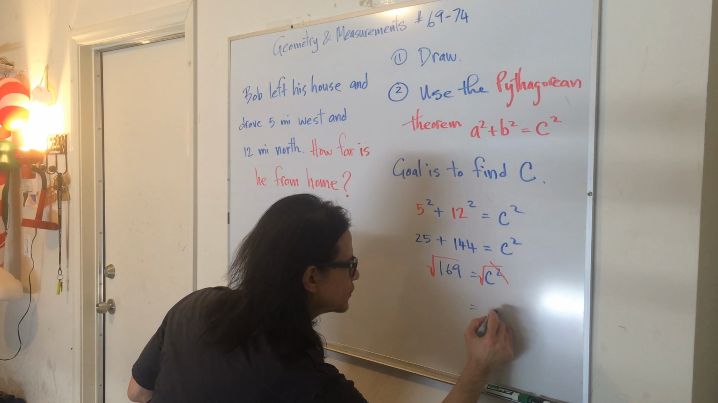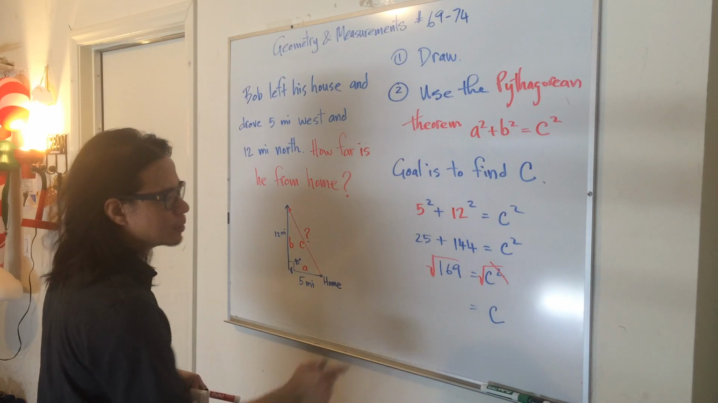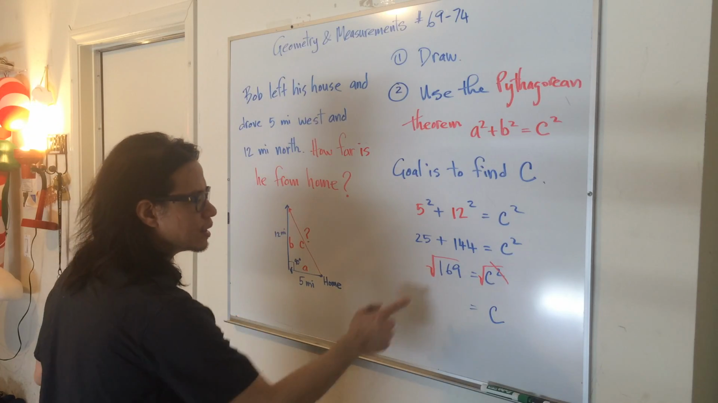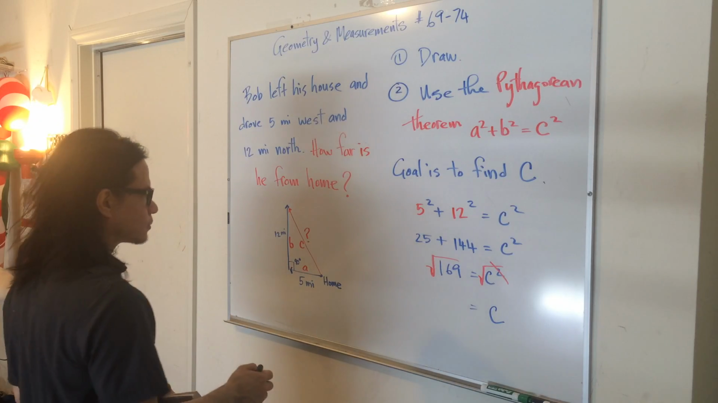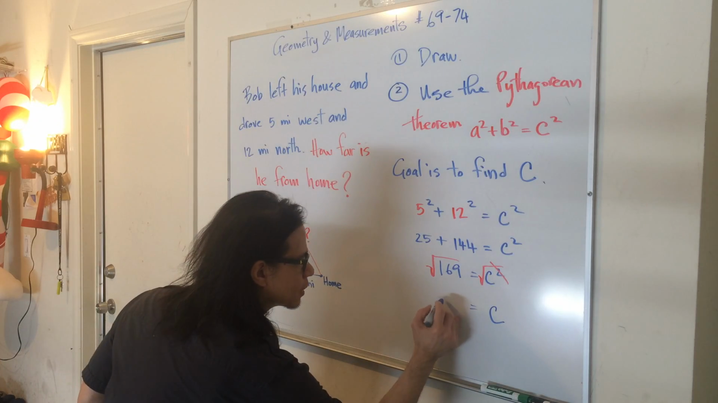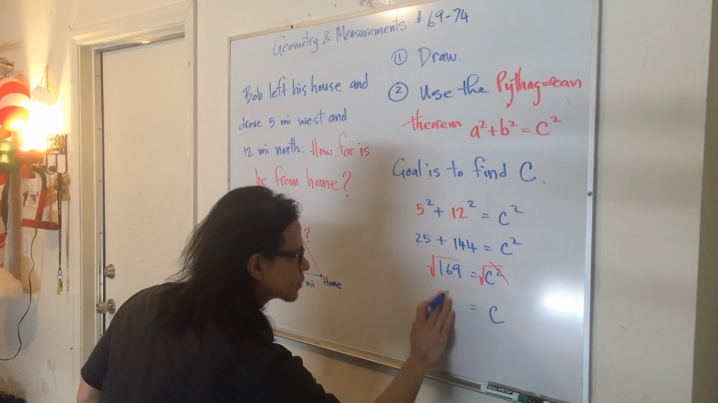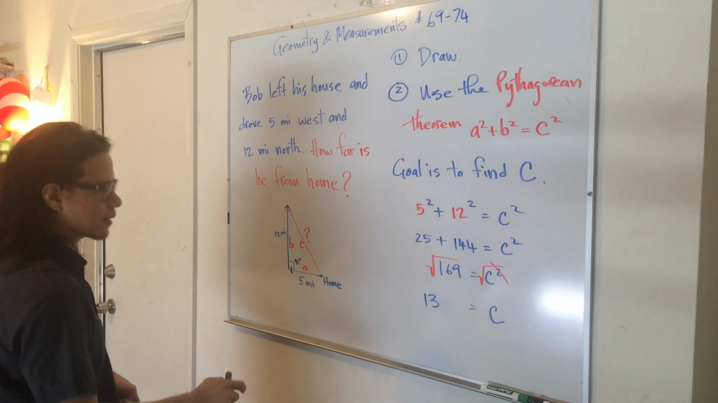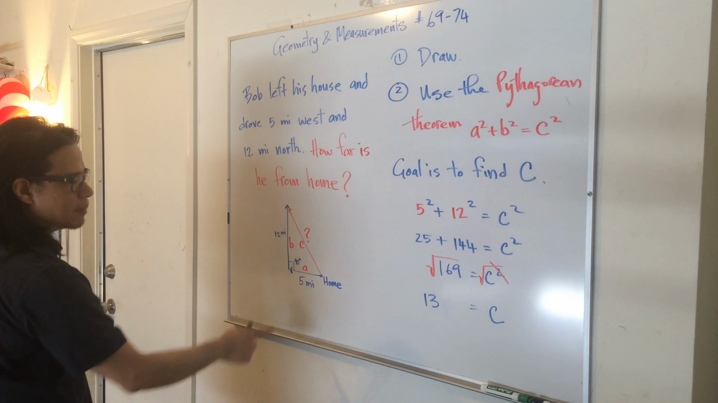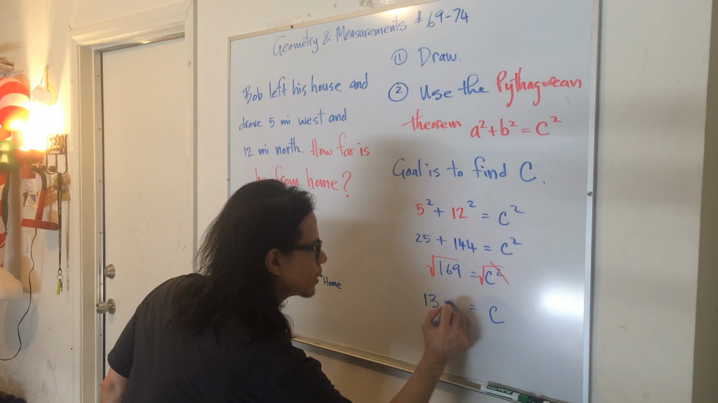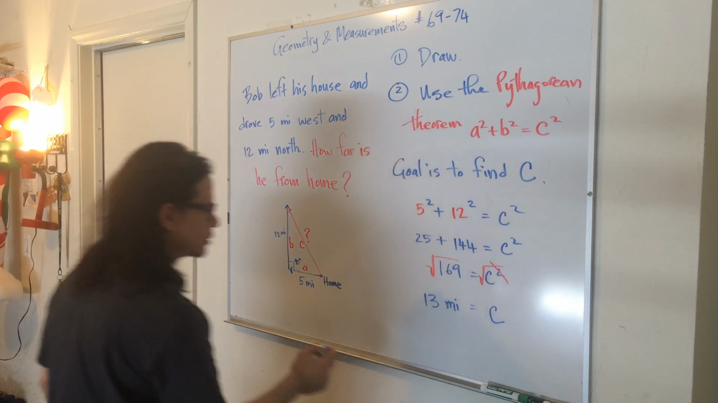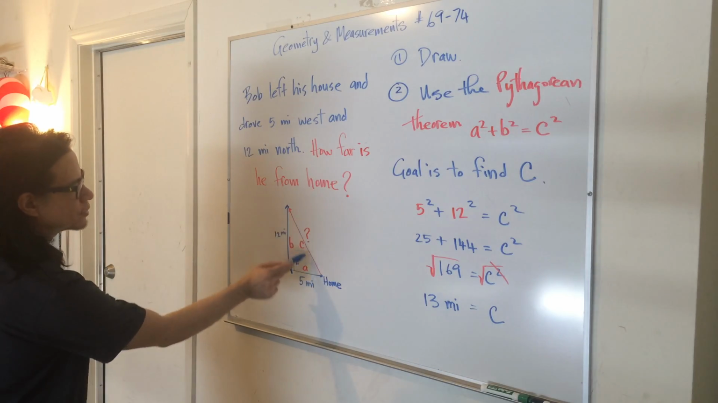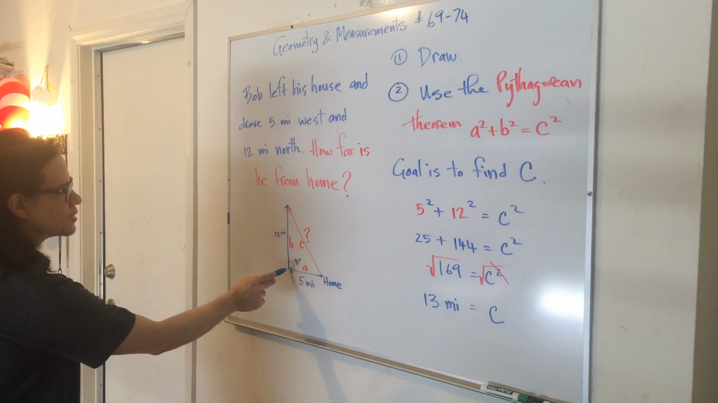Ultimately, c is equal to the square root of 169. This is less common. What number times itself will give you 169? If you say 13, you are correct. Okay. Now the unit is given to be miles. So we'll say c is equal to 13 miles. Bob is 13 miles from his house after having gone west and north.